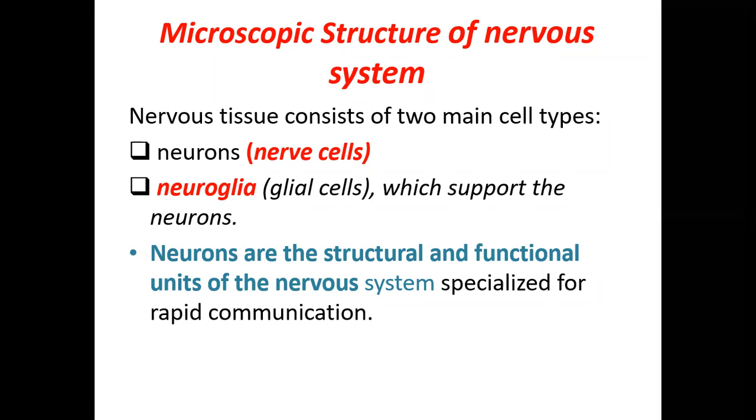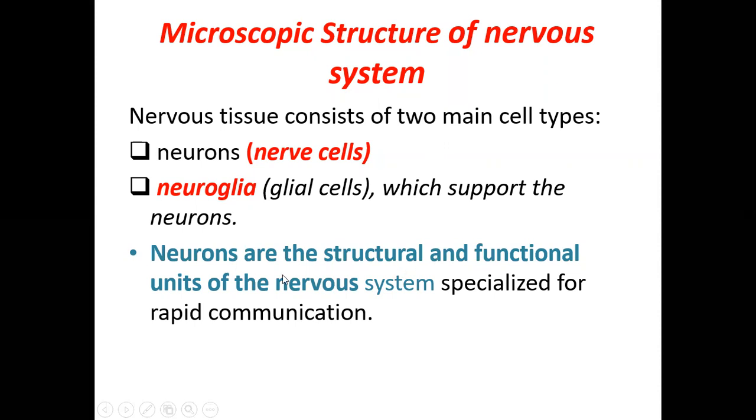So the main cells, neurons, relay the message from one side to the other side. The main function of the nervous system is to send messages from one part of the body to the other part. This is done by the nerve cells, and the neuroglial cells act as support for the neurons, the main cells.